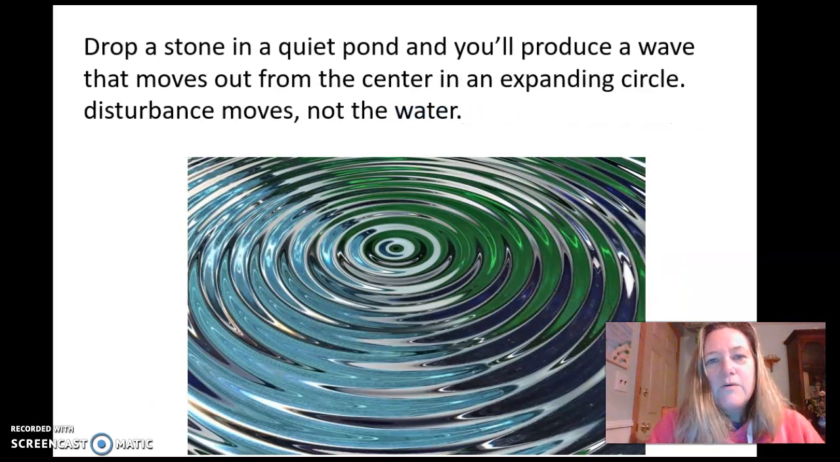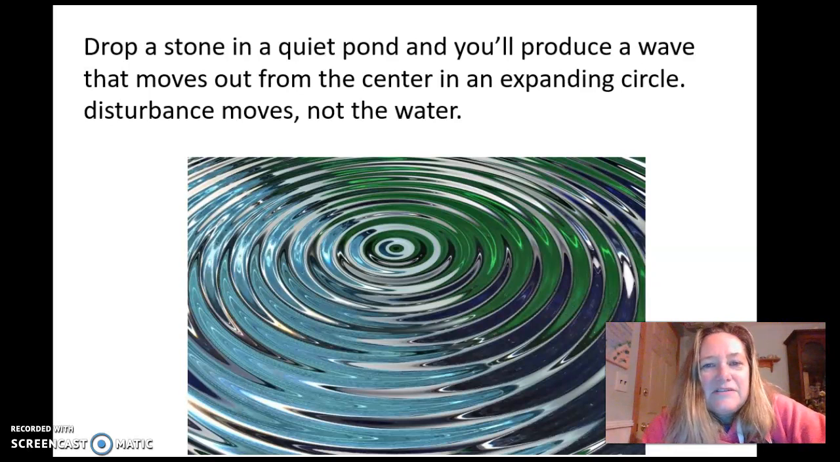Drop a stone in a quiet pond and you'll produce a wave that moves out from its center in expanding circles. The disturbance moves, not the water itself. Okay, so it's just the disturbance, not the actual substance moving. Those are also called concentric circles, by the way.